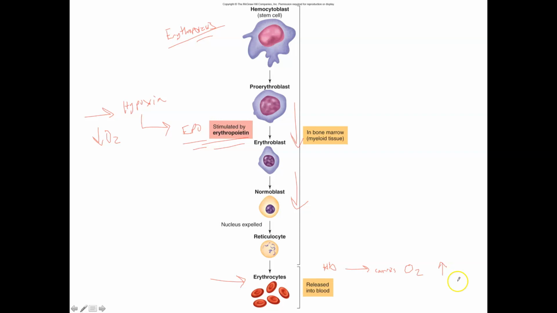So what we've discussed is hematopoiesis, looking at erythropoiesis, thrombopoiesis, and leukopoiesis, and that is the production of blood cells in our bone marrow.